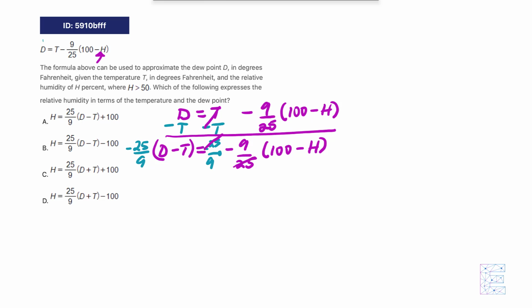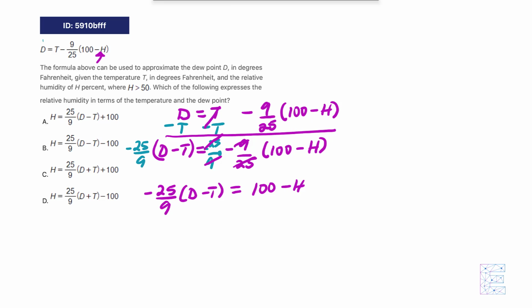So what happens is that these are going to cancel out. And on this left side, what we now have left is still negative 25 over 9, quantity d minus t equals 100 minus h. I'm leaving the parentheses on the right side out because there's nothing attached to the term 100 minus h, so we don't need the parentheses anymore. Besides, we want to get h by itself.